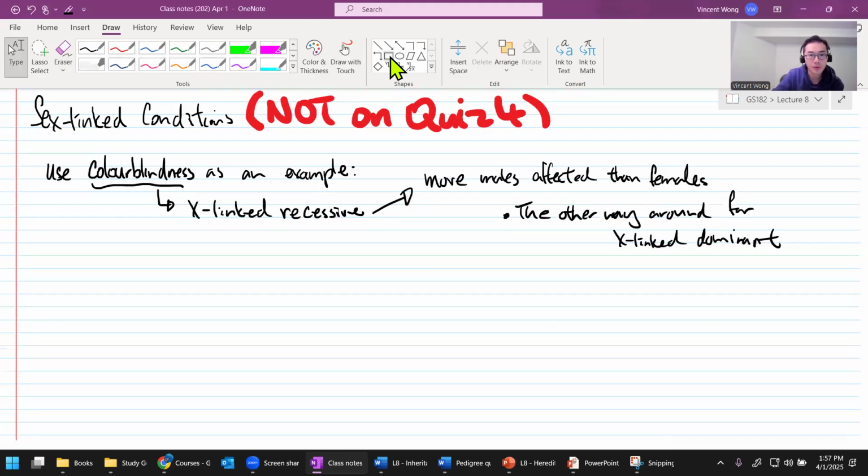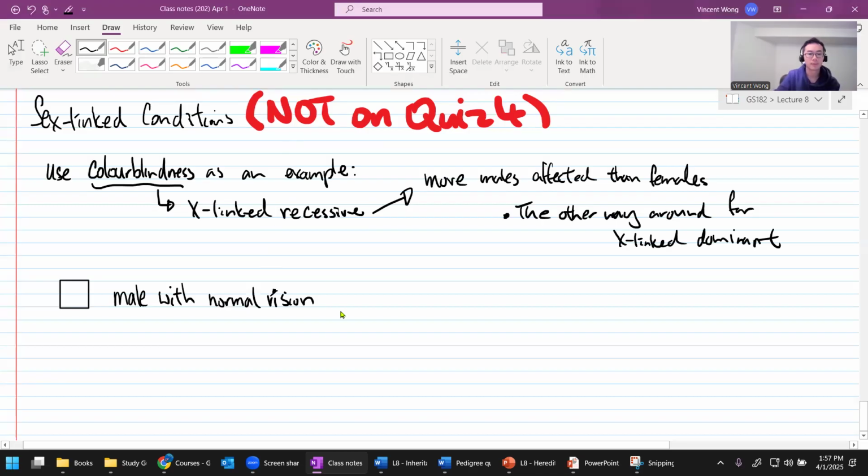All right, so let's do color blindness. This here is a male with normal vision. He's going to be XY, normal X and normal Y. This here is a female with normal vision.